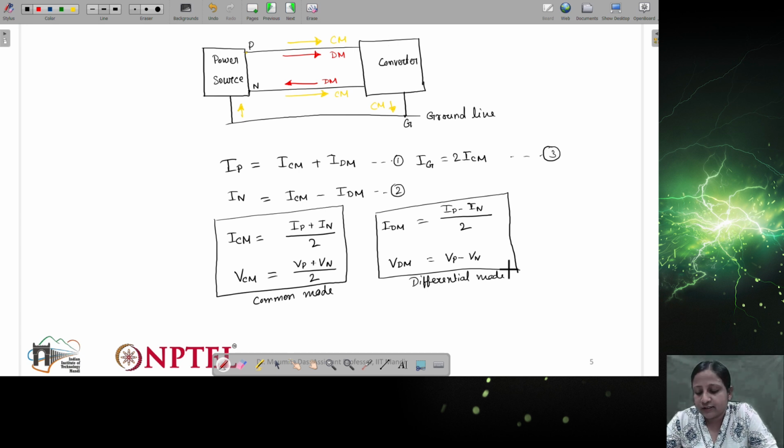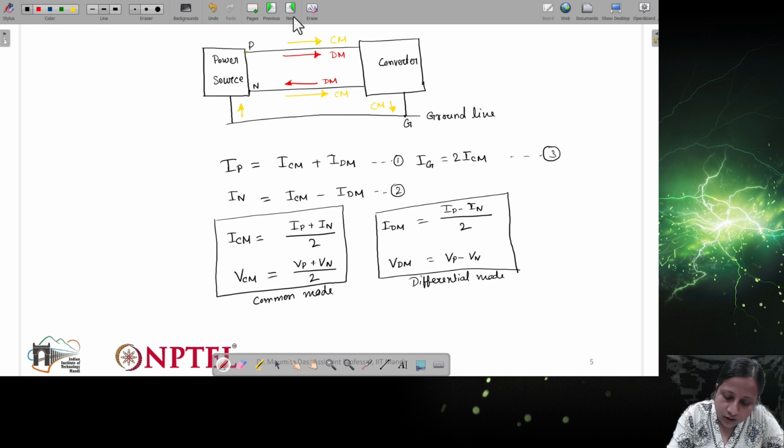So this voltage and current we can get from any converter, whether it is a buck converter or a boost converter. This relationship we can find out, because we will have the information of IP and IN, VP and VN. Then we can find out the value of the current and voltage of the noises in the particular converter. Okay.